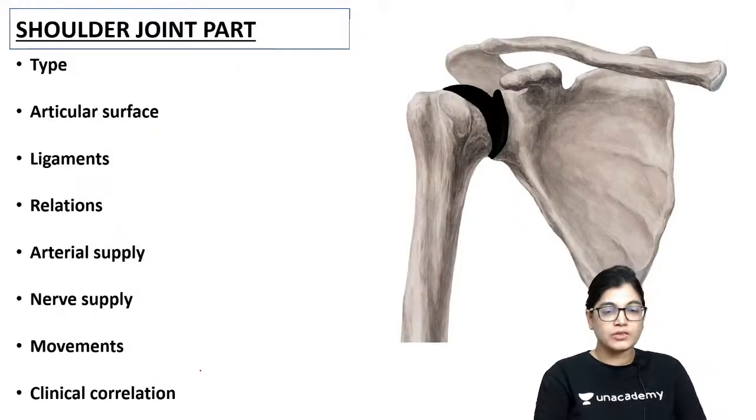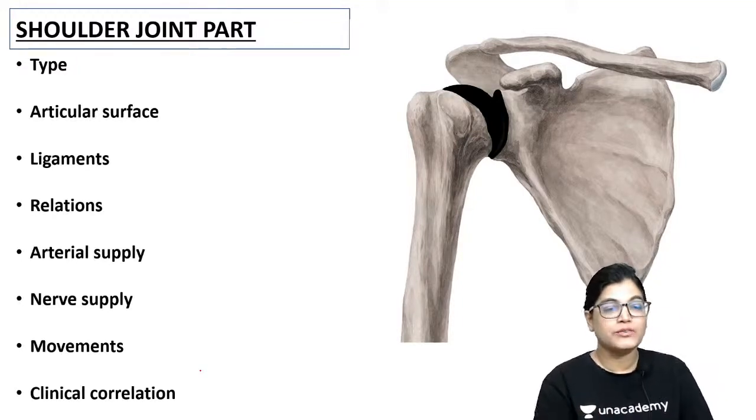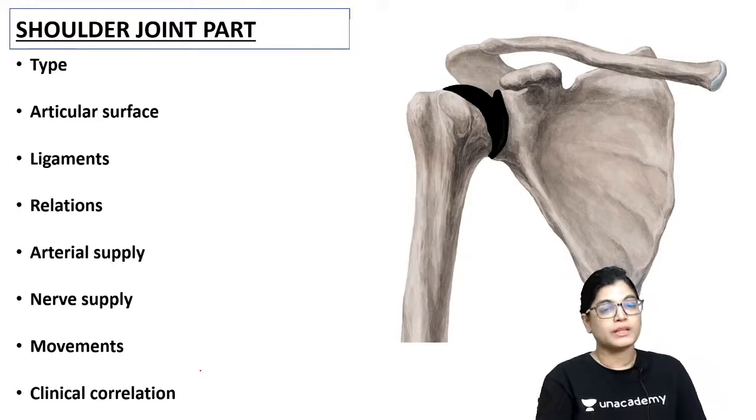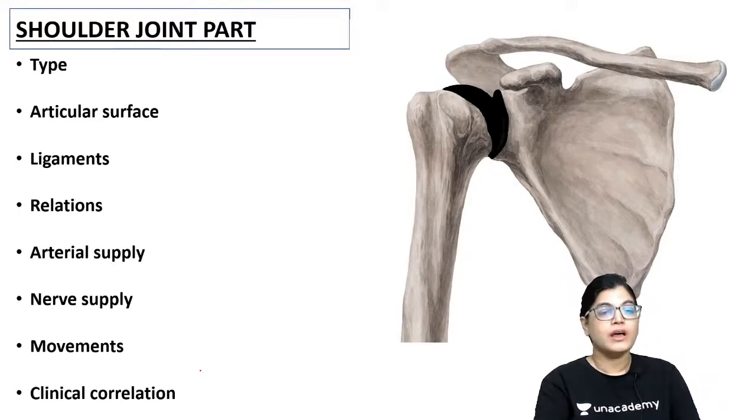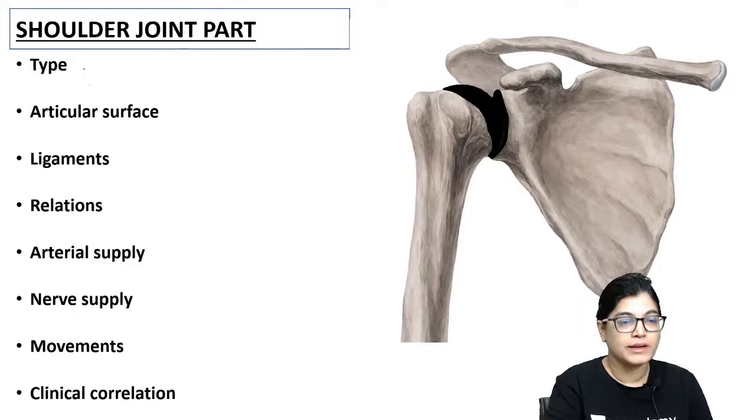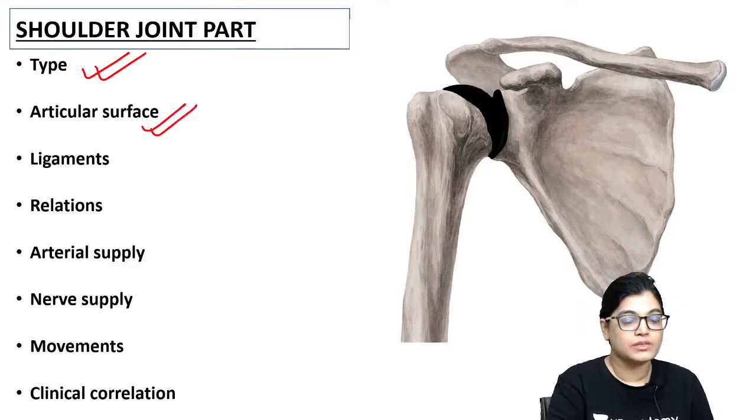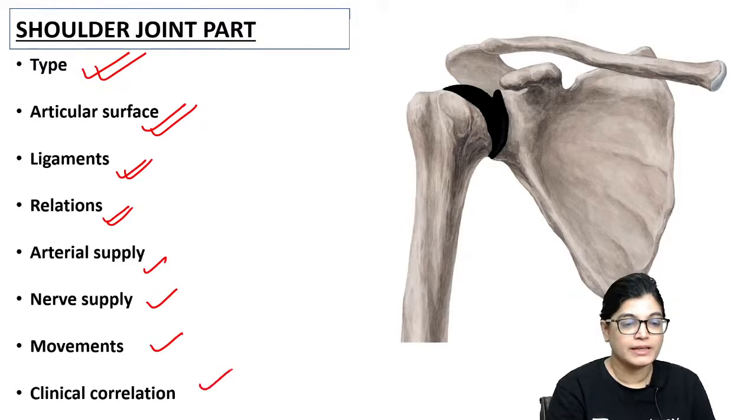Now I should start with the topic of today's session, that is the shoulder joint. Firstly, I would like to give a general brief of how I am going to cover the shoulder joint under how many topics or subheadings. Firstly, I am going to describe the type of joint, then the articular surfaces of the joint, then the ligaments, then the relations, arterial supply, nerve supply, movements and clinical correlation.